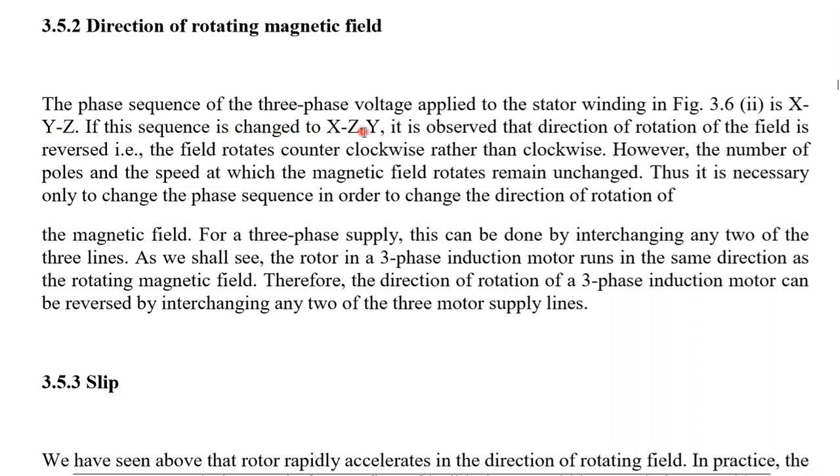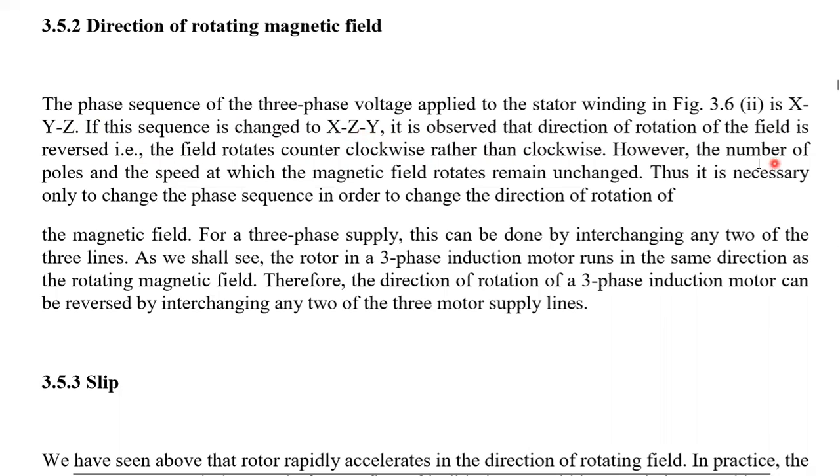It is observed that the direction of rotation of the field is reversed. For example, in XYZ the field rotation is clockwise. When the sequence is changed to XZY, meaning these two leads are interchanged, it is observed that the direction of the rotating field is reversed. That is, the field rotates counterclockwise rather than clockwise.